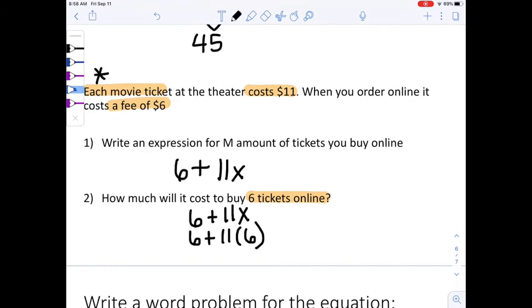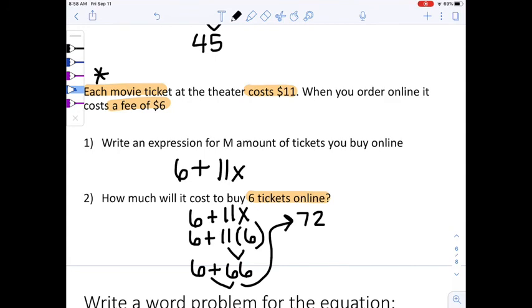Then following order of operations, we have to do the multiplication before we add. If you add first, you're going to get a completely different answer. 11 times 6 is 66. And then we'll bring down that plus 6. Now we only have addition left, so we can add 6 plus 66, which leaves me with 72.